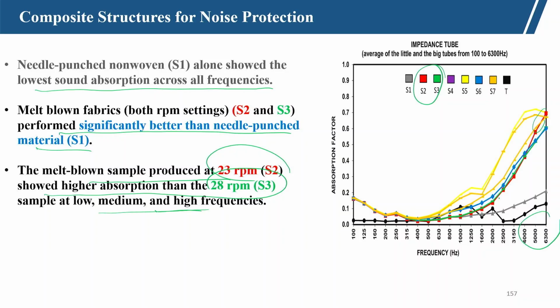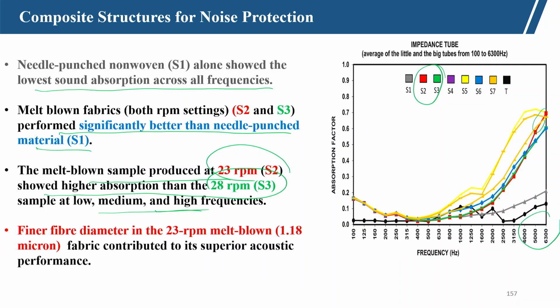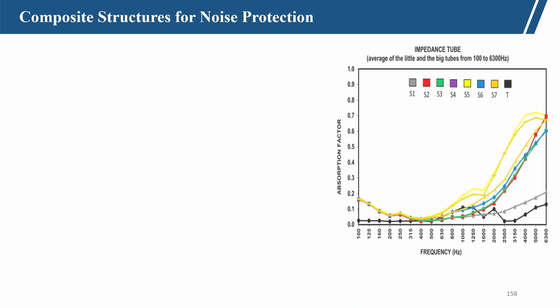So, the fiber diameter at 23 RPM screw speed in melt blown is 1.18 micron. So, this fabric contributes to the superior acoustic performance. At 23 RPM, it gives a very good acoustic performance.